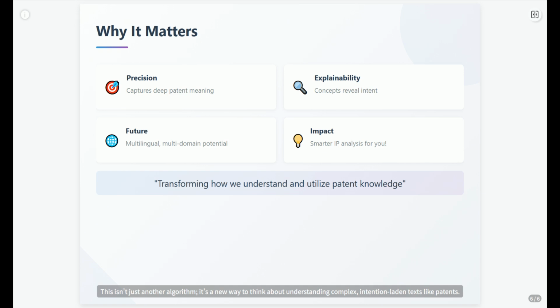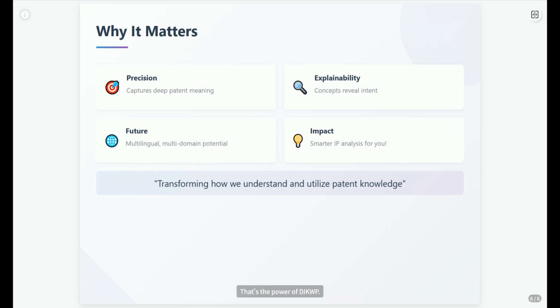This isn't just another algorithm. It's a new way to think about understanding complex, intention-laden texts like patents. It empowers you to get smarter, faster, and more transparently. That's the power of DIKWP.